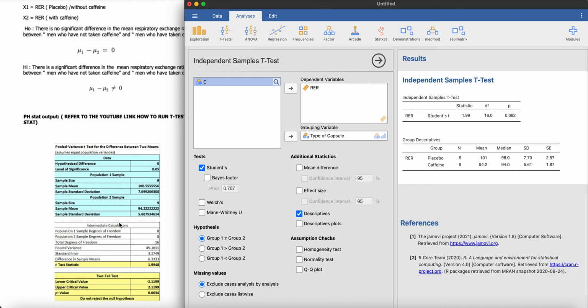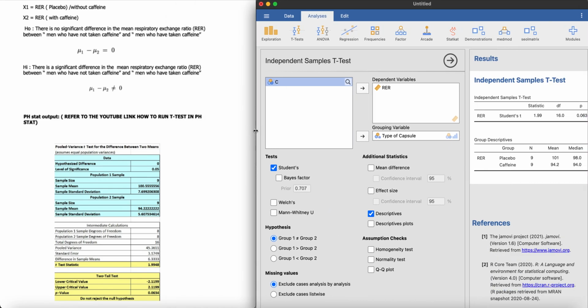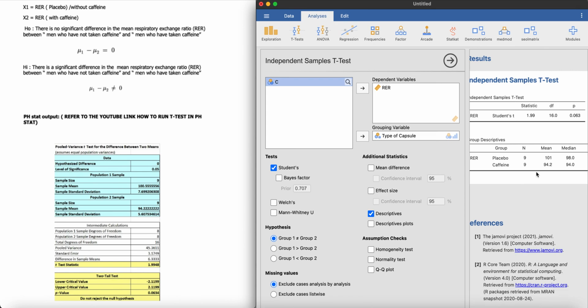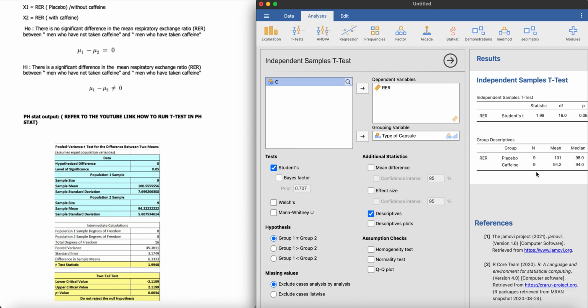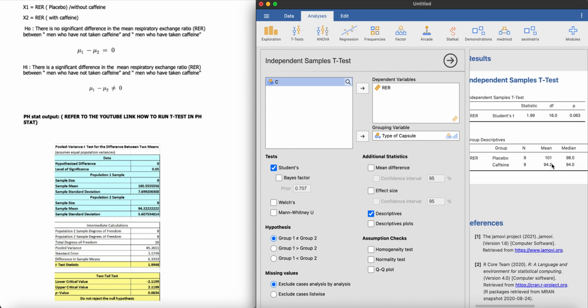So if we will not reject the null hypothesis, therefore we believe that there is no significant difference in the mean respiratory exchange ratio between the ones who have taken the placebo capsule and the ones who have taken the caffeine. You can see it also in one t-test run here in PH that the p-value is the same, 0.063. So that's it. Therefore, again, our decision rule, step three, would be you compare your p-value and your alpha. Since your p-value is greater than your alpha, therefore, we do not reject the H0. And your step four will be telling that your null hypothesis is true, meaning there is no significant difference.